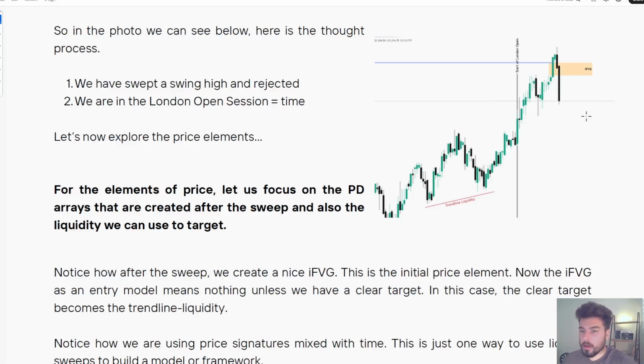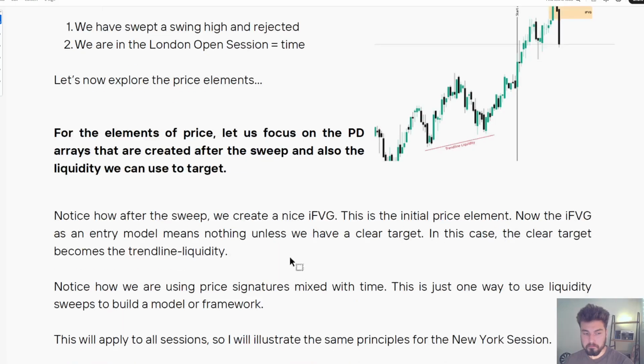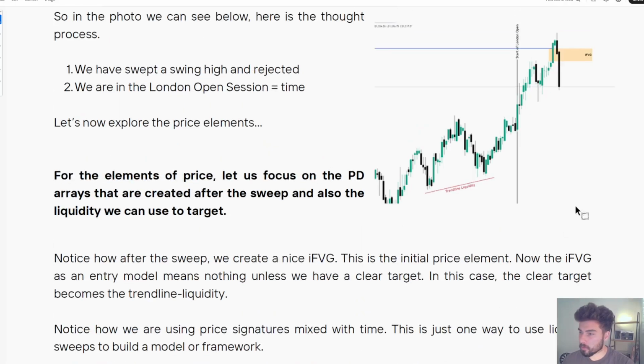Now also, what are these down close candles? That's a breaker. When we close below, we form a breaker. So if you enter here, you've got a breaker, you've got an inversion, and you've got that nice sweep of liquidity to support your trade, realistically. And you've got trendline liquidity. You've got all the elements you need to target and have a nice trade. So notice here how when we use price signatures and mix this with time, it's just one way to use liquidity. And this is the model.